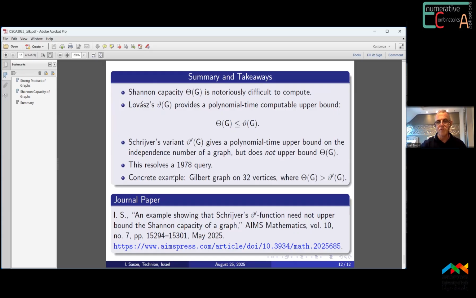So this resolves a 1978 query with a concrete example that is a Gilbert graph on 32 vertices, for which we see that the Shannon capacity of the graph is strictly larger than the Schrijver's theta function of this graph. And for all the details and the constructions and the way that it was verified step by step, you can consult with the paper that was published here.